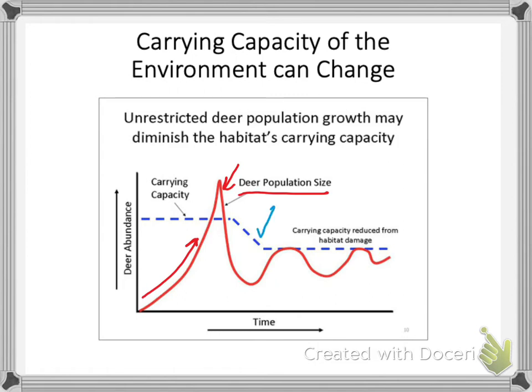So in the end, because there were so many deer and they decreased the quality of the environment, it made it so that perhaps there are fewer plants available for them to eat, and the carrying capacity was reduced. And so as a result, there's going to be a new limit to the population size. So carrying capacity can definitely change.